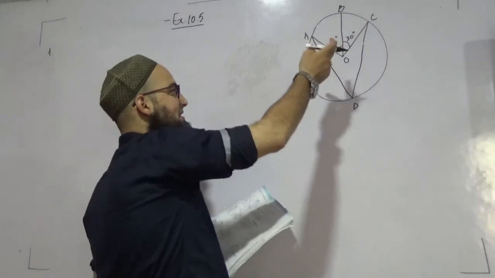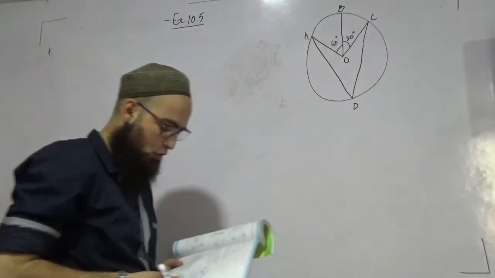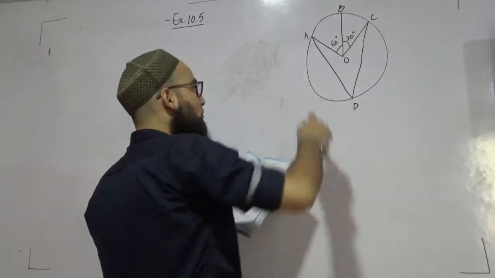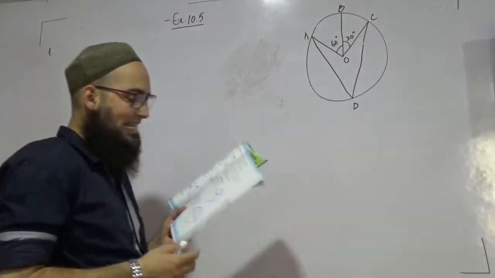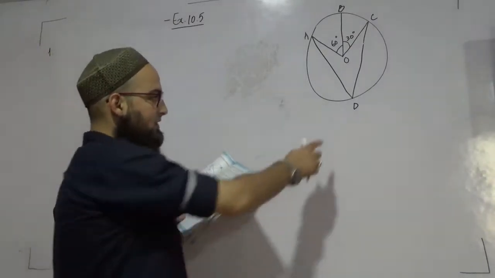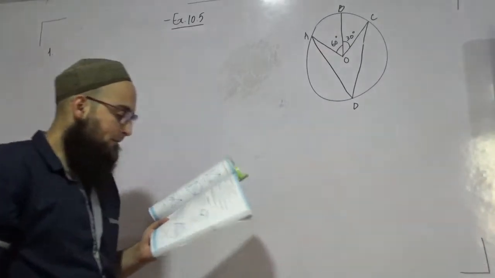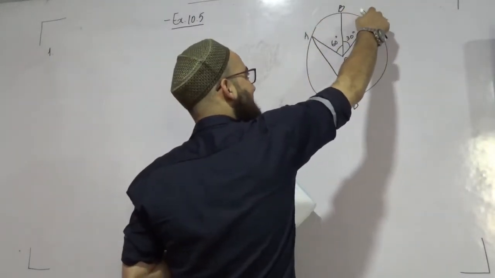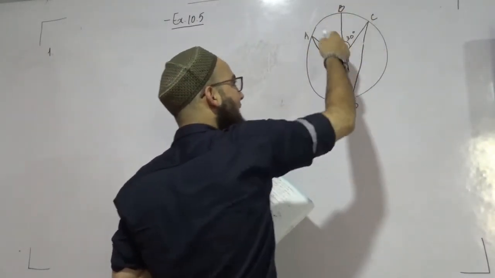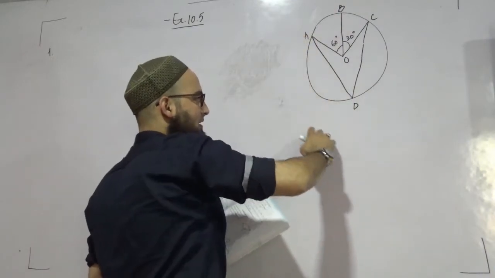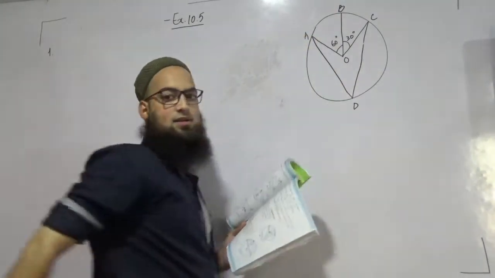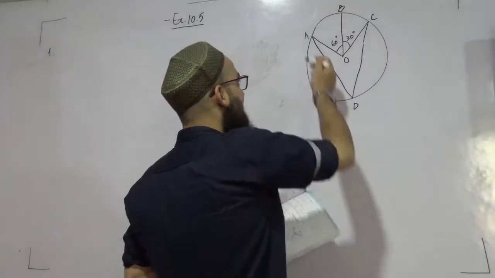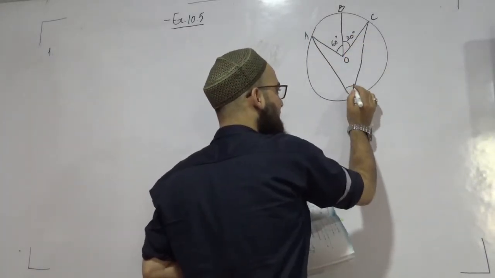A, B and C are 3 points on the circle with center O, such that angle BOC is equal to 30 degrees, angle AOB is equal to 60 degrees. If D is a point on the circle other than the arc ABC. Arc ABC is this, so D is a point other than the arc. That means D is outside this arc, anywhere on the remaining part of the circle. Find angle ADC. So you are required to find this angle.